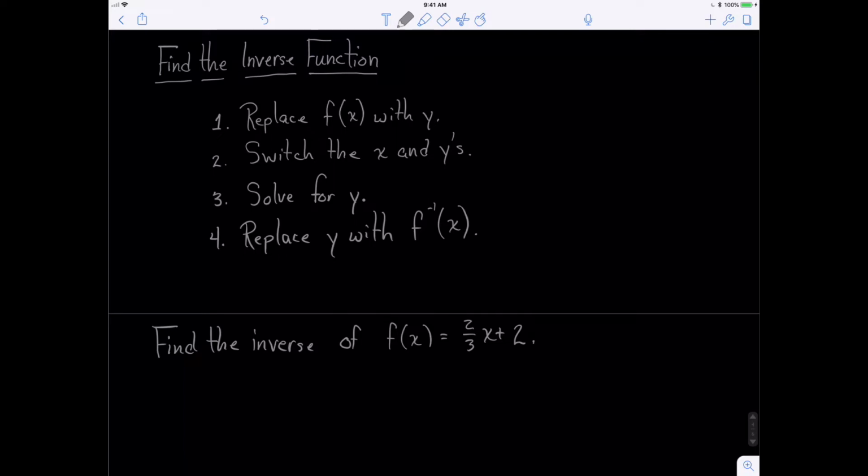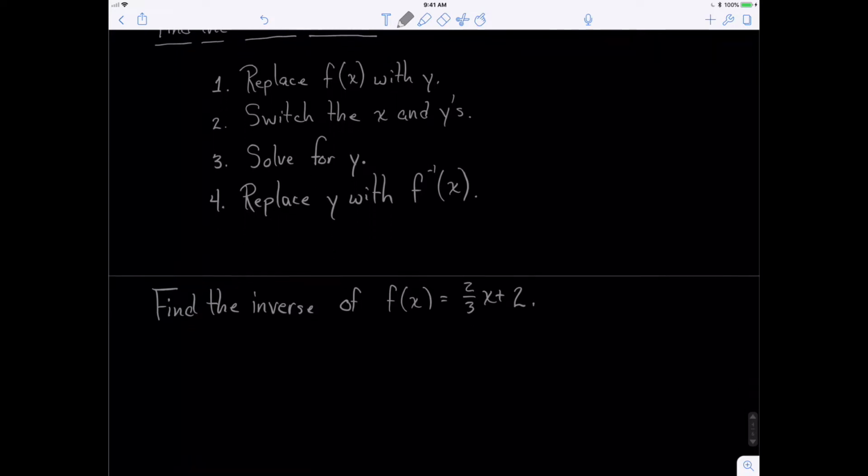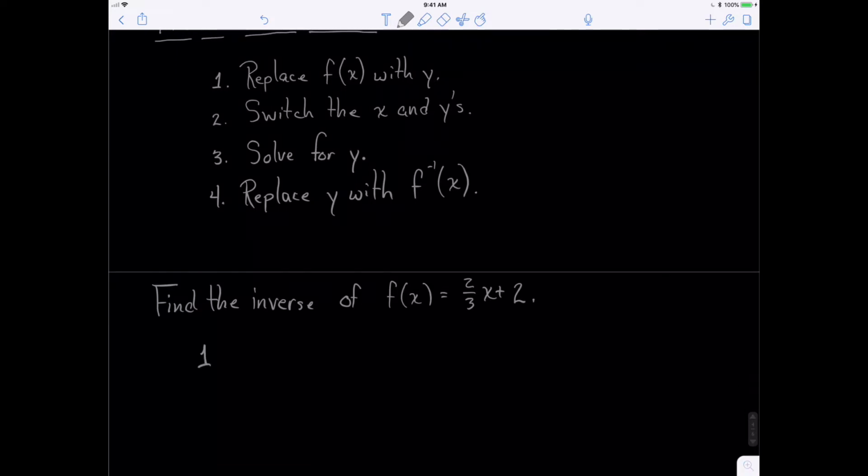Okay, here we go. So the first step is, I'll label our steps. 1, replace f of x with y. So now I have y equals 2/3 x plus 2. Okay, step 2, switch the x's and y's. So the y becomes an x, I have 2/3, the x becomes the y, and a plus 2.